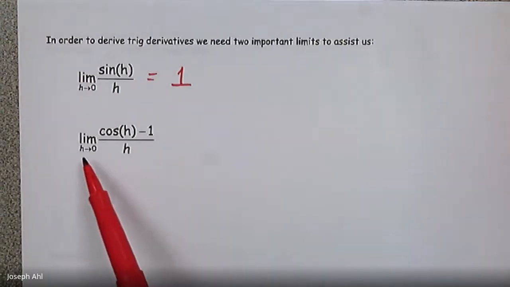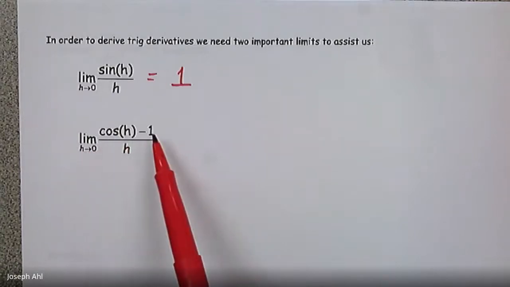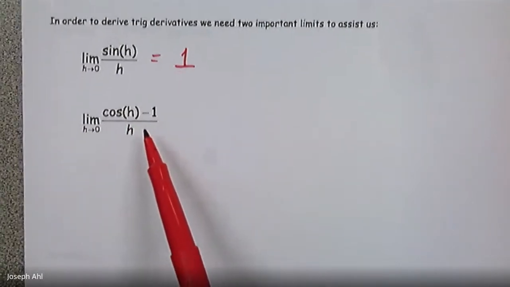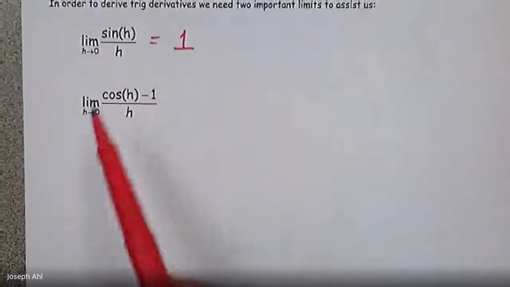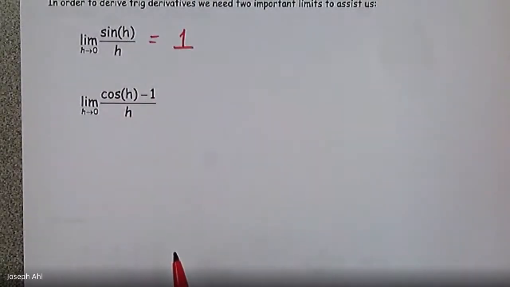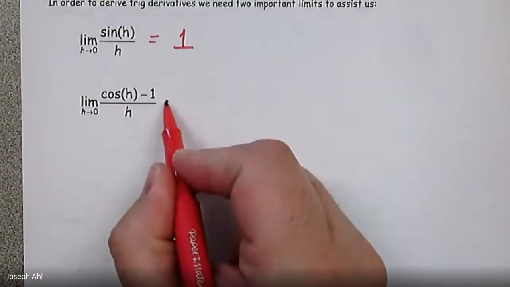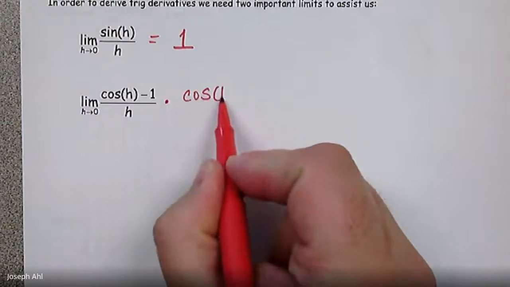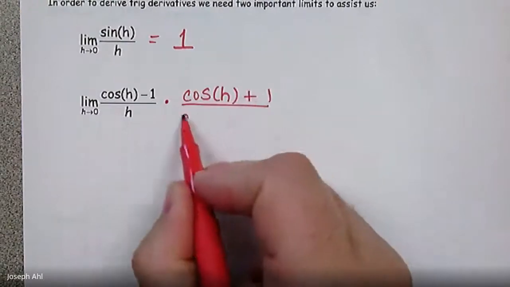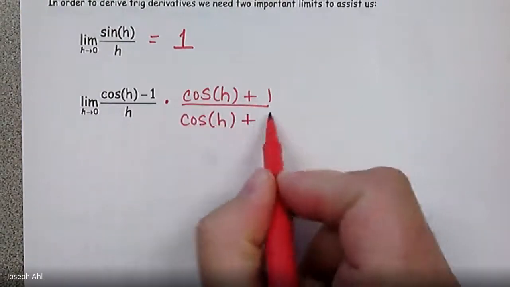Now, this one's not as obvious. Limit as h goes to 0 of cos h minus 1 over h. But I believe in our notes, as part of a warm-up one day, I did this one with you. So do you remember what the trick is here? Because you're going to get 0 over 0, but to fix it, you can multiply by the conjugate, cosine h plus 1 on the top and bottom, right?